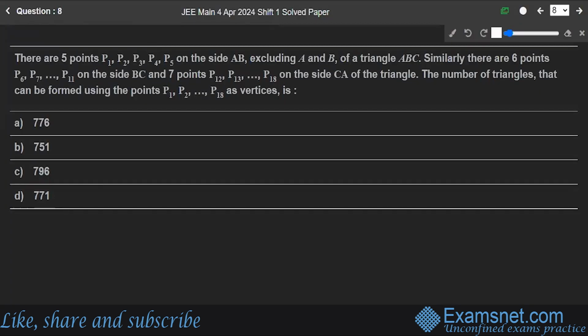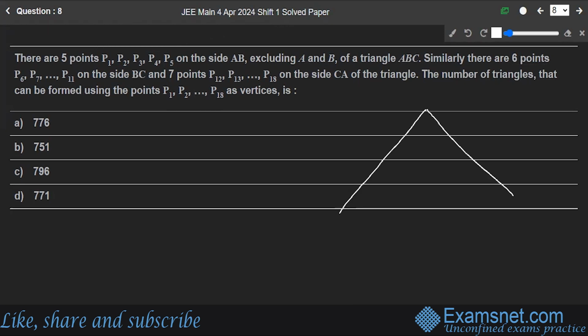Question number 8. There are 5 points from P1 to P5 on side AB, excluding A and B, of the triangle ABC. Similarly, there are 6 points from P6 to P11 on the side BC, 7 points from P12 to P18 on the side CA of the triangle. The number of triangles that can be formed using the points P1 to P18 as vertices are.